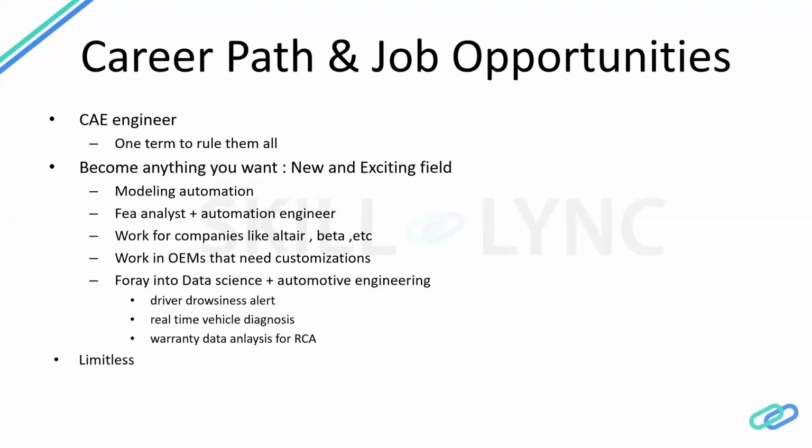Just two factors will introduce such kind of a non-linearity in your job options. You can take any combination. Once you have the skill set, you can be a CAE engineer, you can be a FEA engineer, plus a data analyst, plus an automation engineer, and go ahead with that. You know what needs to be done. You have to just do it. You can become anything you want.